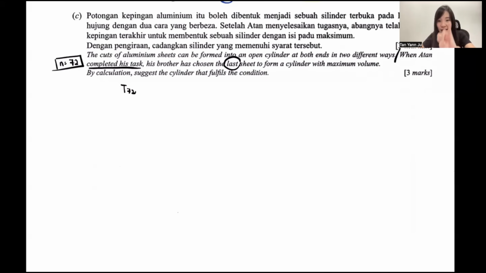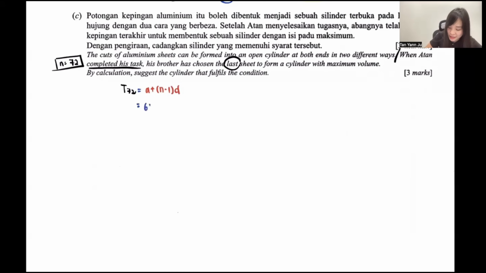Because you completed the last one, exactly 72, to form a cylinder with the maximum volume. By calculation, suggest the cylinder that fulfills the condition. So my dear, out of all the sheets, they will choose the last sheet. First thing first, I will suggest you find the last sheet length first. You don't know the last sheet length, nothing you can do, right?